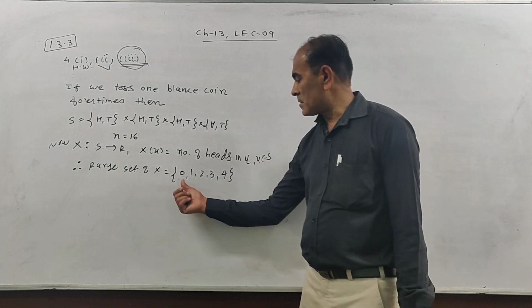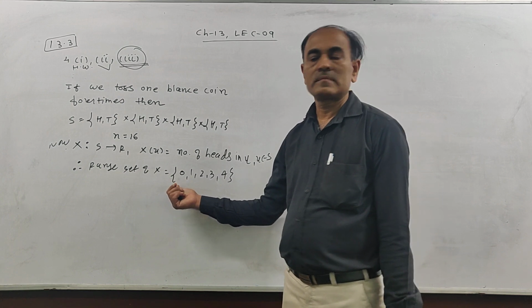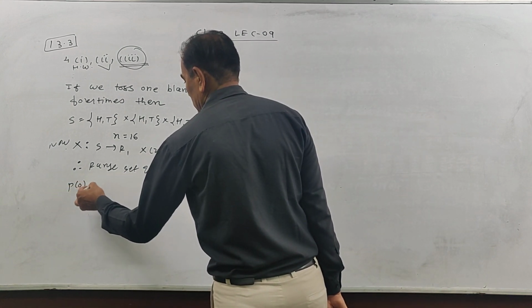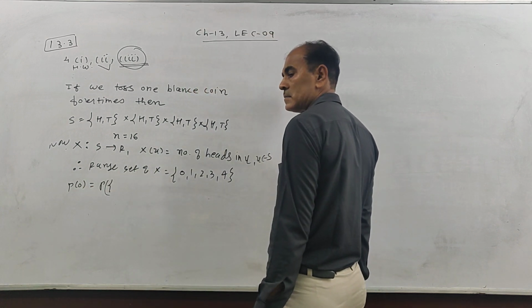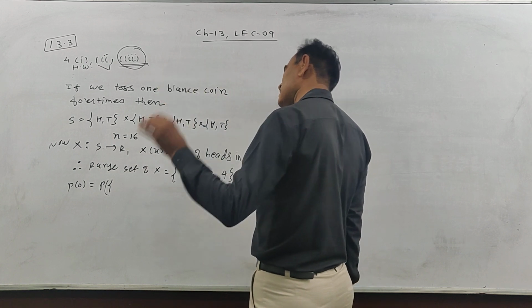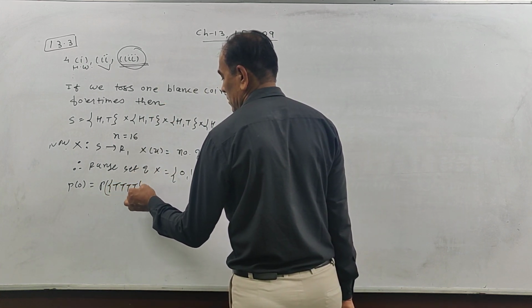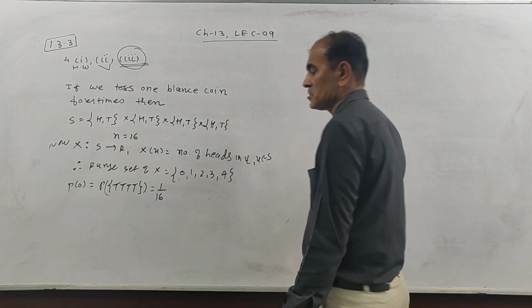Now we have to find the probability of every element in the range set. What is the probability of 0? That means no heads are there. Only one observation. Which one? T, T, T, T. That comes out 1 by 16.